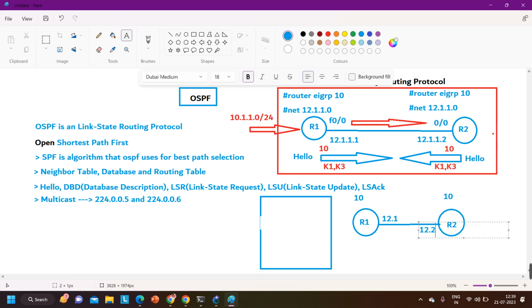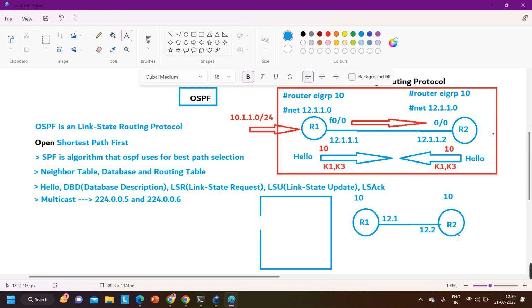So last night one engineer did an activity on R2, and since then there is no connectivity between R1 and R2. Now the manager called you: come here and see why there is no connectivity between router 1 and router 2. How will you troubleshoot? You tell me.